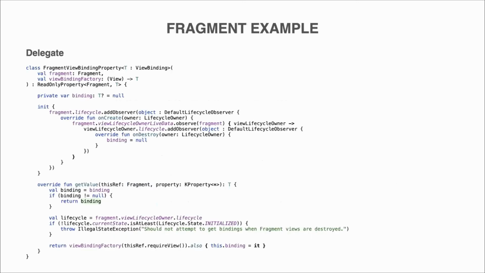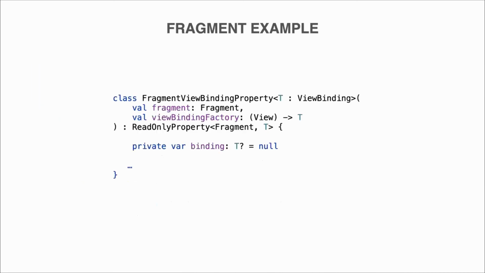As for fragments, it's a bit more complicated. This is the whole code. I will explain it piece by piece, so don't worry if you can't really see everything here. So let's get to the first part. This is a Kotlin feature, read-only property. Actually, it works in Java too, but it's a bit more complicated. You can use this to delegate some instantiation of variables to this class that is a read-only property.